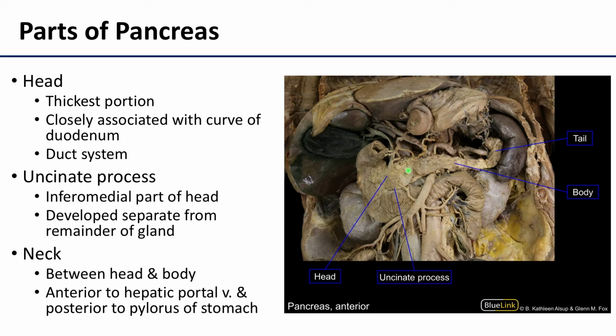The neck, which we don't have labeled in this image, but it's right about here. The neck, as any good neck does, is located between the head and the body of the pancreas. It is really important due to its relationship to the hepatic portal vein, which is located posterior to it; the neck lies anterior to that hepatic portal vein. So if you have any issues in terms of the parenchyma of the pancreas, it could actually affect the portal vein deep to it.